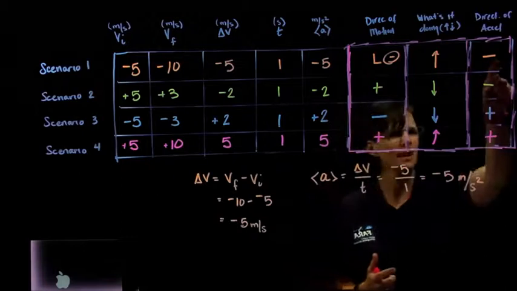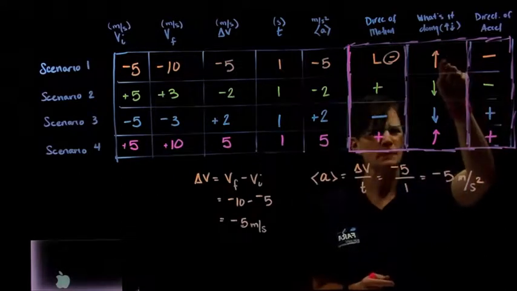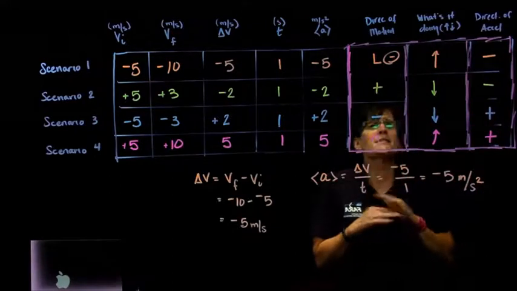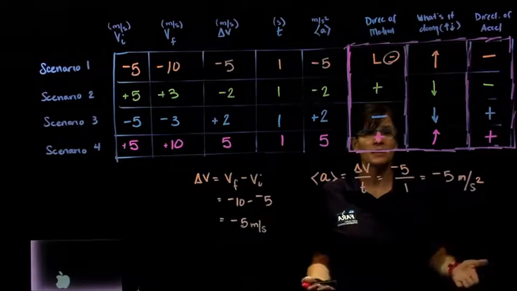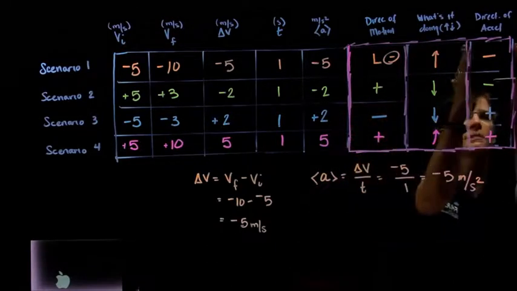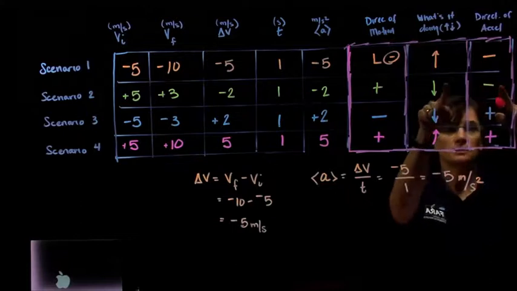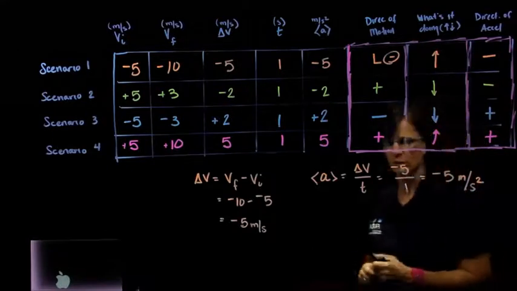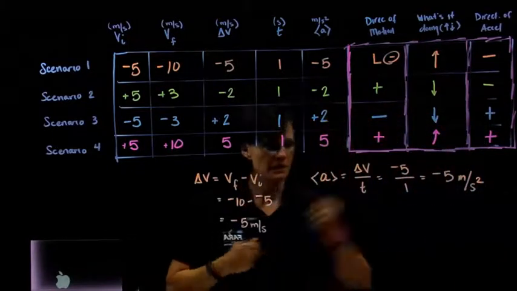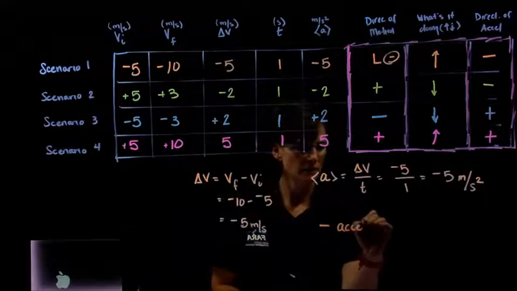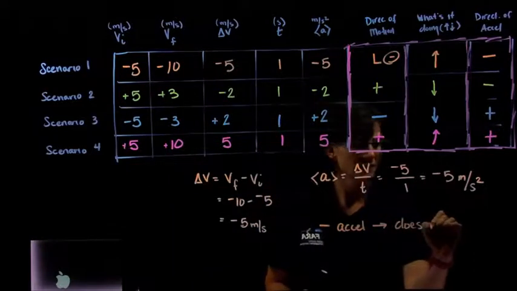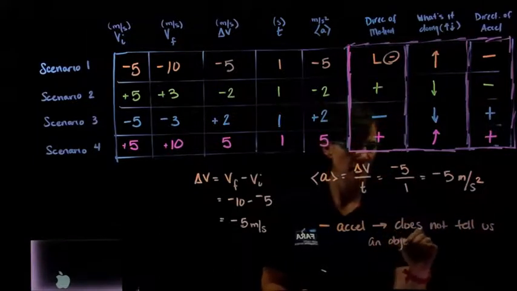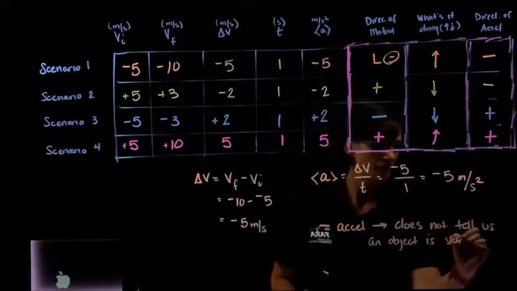But here I have a negative acceleration, and I'm speeding up. So if I just look at the direction of acceleration, I have no idea if I'm speeding up or slowing down. I could be doing one or the other. If I just saw this column and I saw this negative, well, I'm slowing down in that scenario. But if I saw this negative, well, I'm speeding up in that scenario. This is important. Negative acceleration does not tell us an object is slowing down.